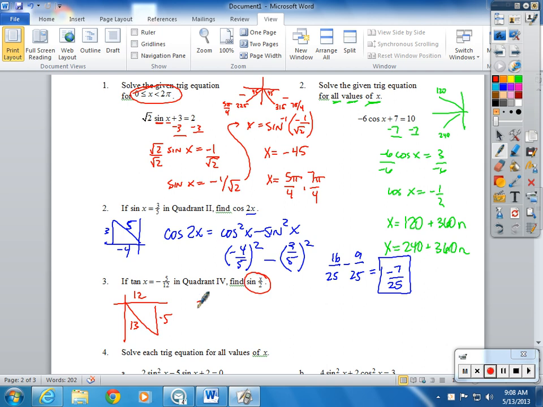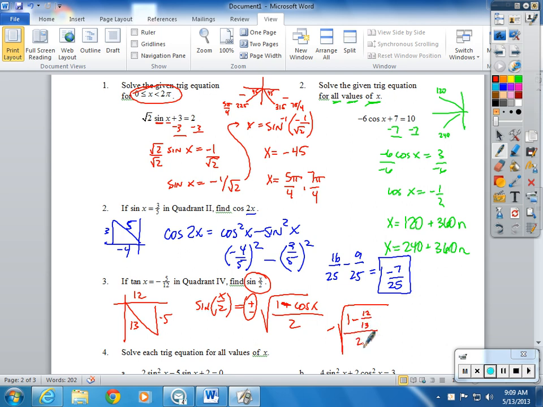The half angle identity for sine of x over 2 equals plus or minus the square root of 1 minus cosine of x all over 2. So I'm looking at my triangle there, and I'm determining whether it's plus or minus. Well, it's sine, and we're in quadrant 4, so it's negative square root of 1 minus cosine, which is 12/13, all over 2.